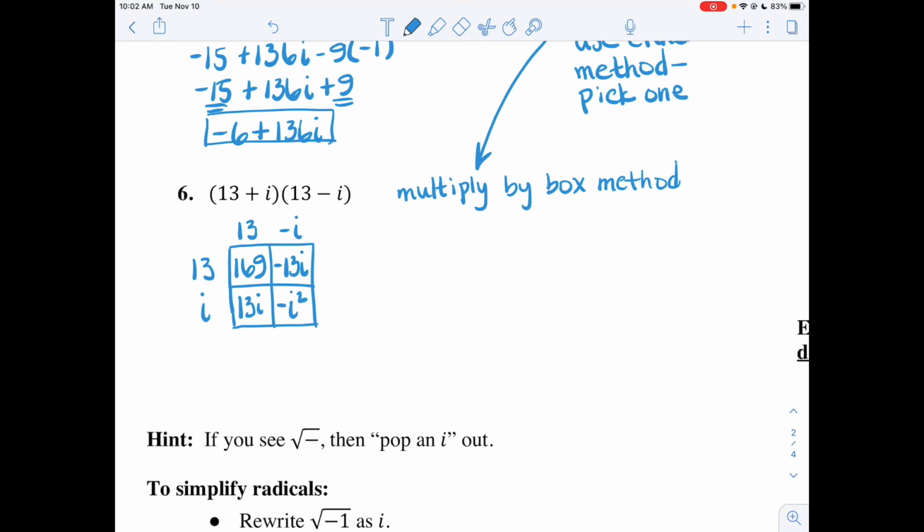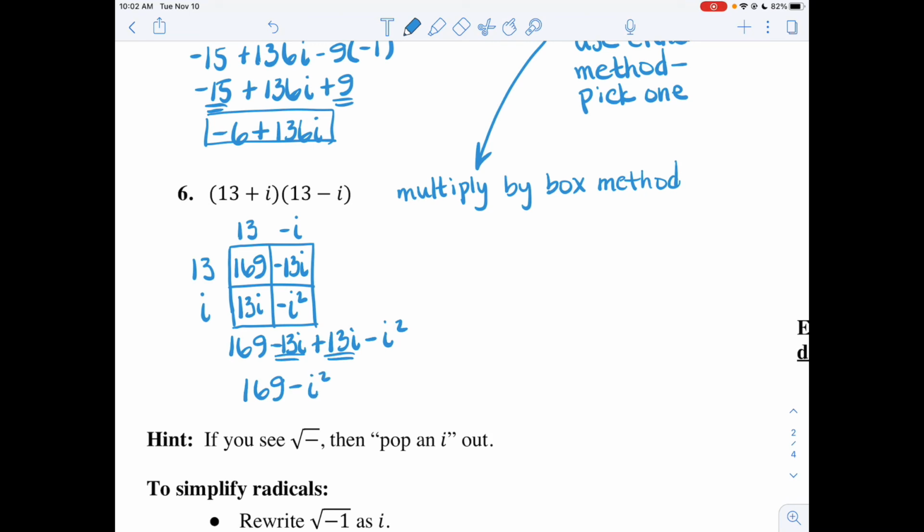Now, I want to go ahead and write these terms out. 169 minus 13i plus 13i minus i squared. Now I notice that I have a negative 13i and a positive 13i, and so those are going to simplify, and in fact they cancel because they're opposites of each other. So I'm left with 169 minus i squared.